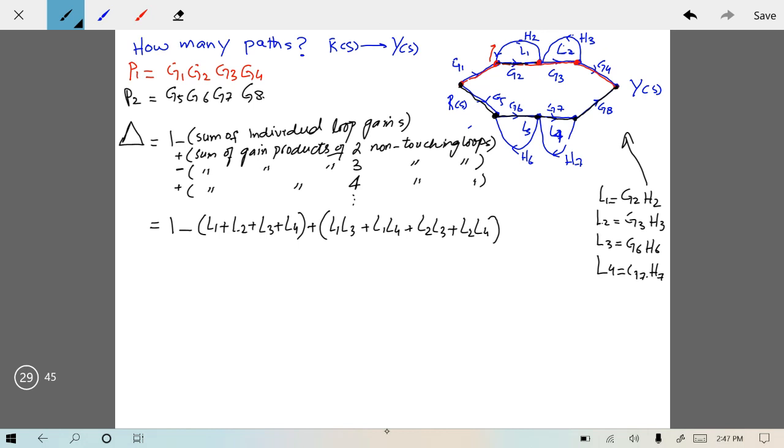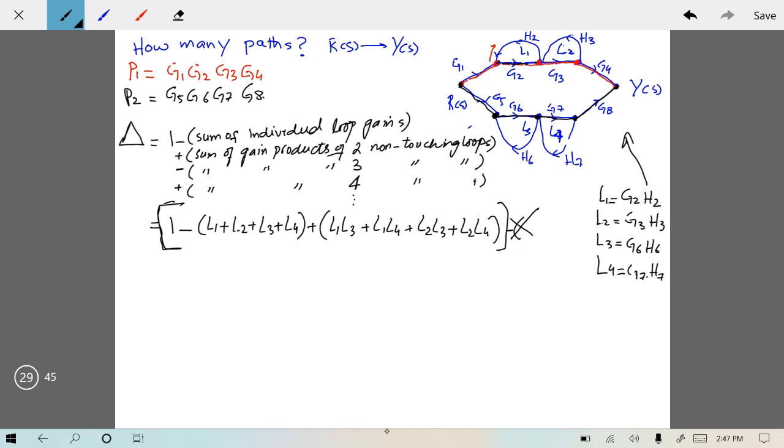So sum of gain products, this is the gain product of two non-touching loops. Gain of a single loop is L1, gain of a single loop is L3, and the product of these is the gain product of two loops. So we have added the gain products of two non-touching loops, minus. Now tell me if there are three non-touching loops. There is no combination of three loops which are non-touching. So this formula ends over here.